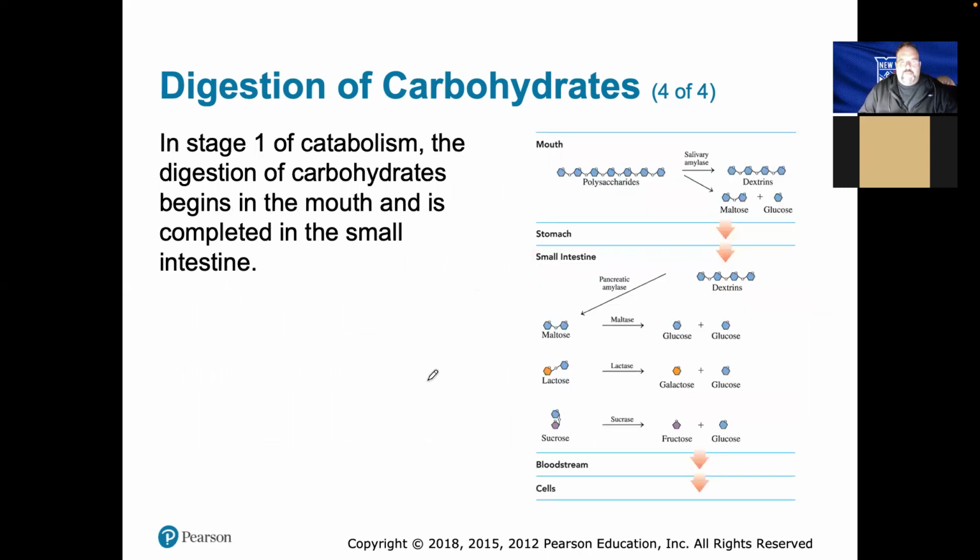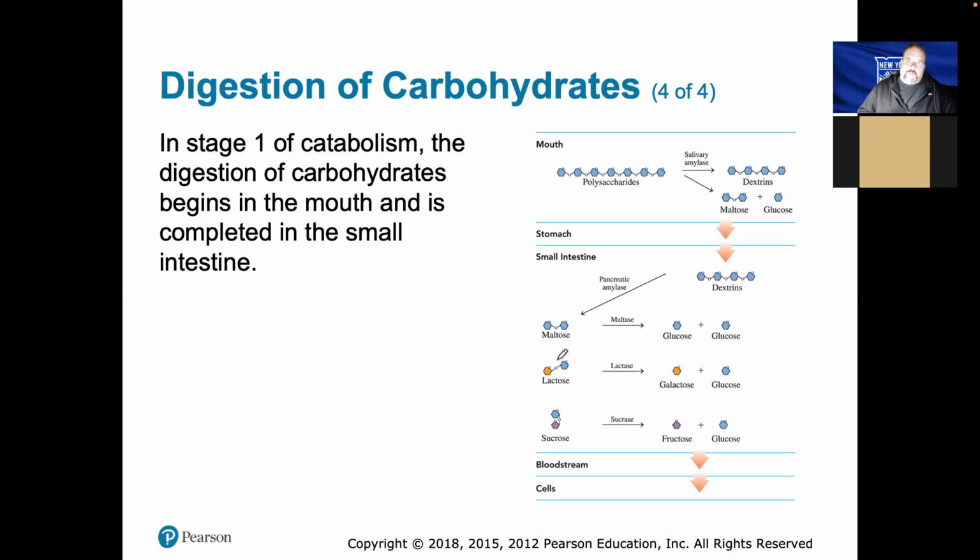So in stage 1 of catabolism, the digestion of carbohydrates begins in the mouth and is completed in the small intestine. All right, so polysaccharides, we eat them. Enzymes, salivary amylase, right? So salivary glands, enzyme present. It's going to break down polysaccharides into dextrins, maltose, and glucose. It's going to pass through the stomach into the small intestine. In the small intestine, dextrins are going to be broken down into maltose. Maltose will be split apart upon reaction with maltase, right? Notice the enzyme name is similar to the substrate, into glucose and glucose.